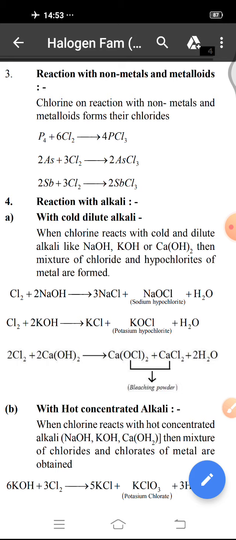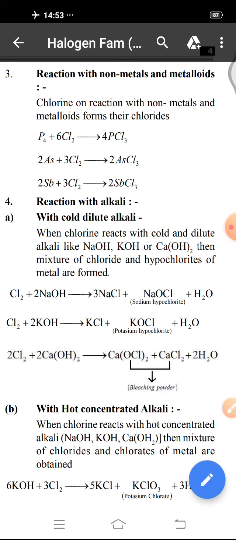Then comes its reaction with alkali. So it is an important reaction. The alkali may be taken as cold dilute or hot concentrated, and the reaction differs when it is taken as cold dilute and hot concentrated.